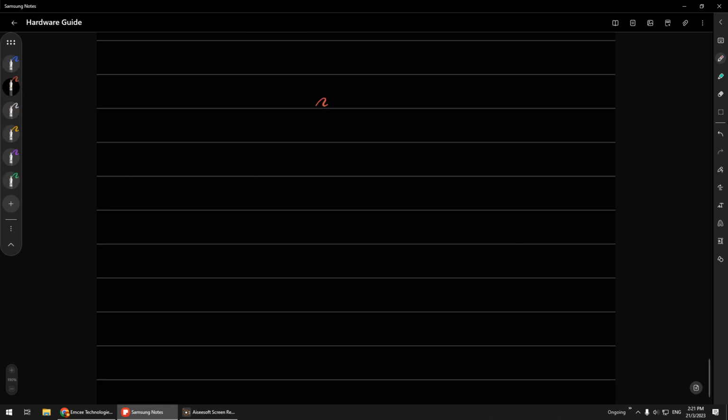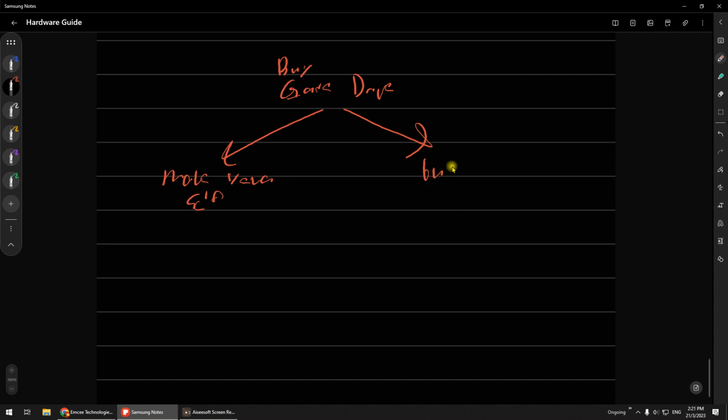Now we move on to the next part, buying a gate driver. You have two options: either you make it yourself, or you can buy. Of course, making it yourself costs around RM 50 ringgit, usually less, I think 30 ringgit. But if you buy, it can cost around RM 350 ringgit. So it depends on the budget.